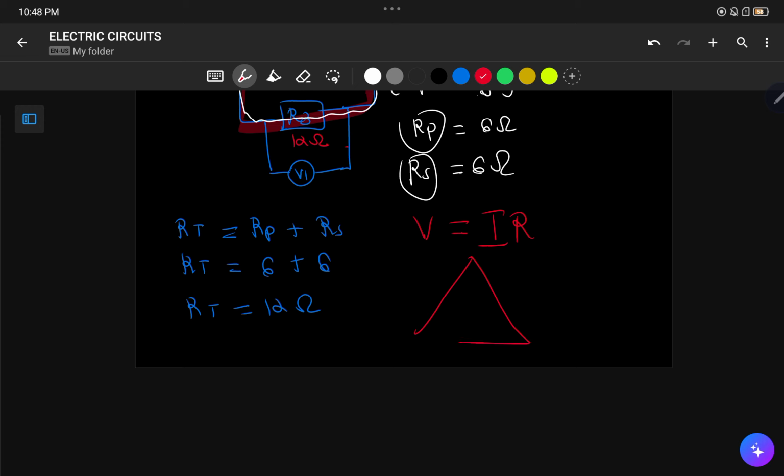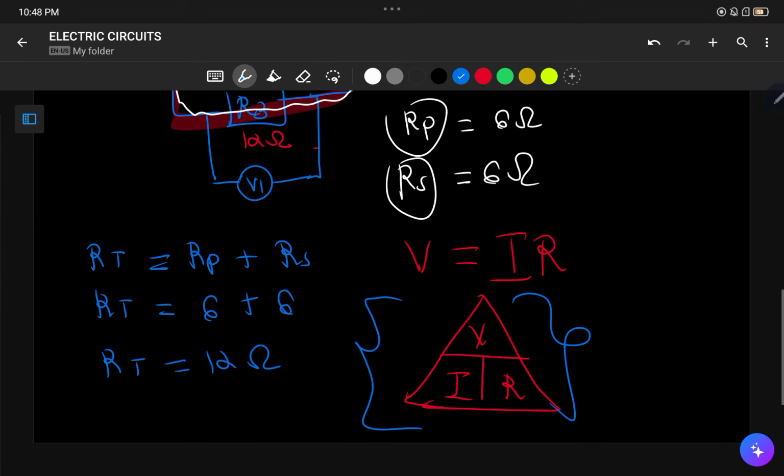You can use this triangle, which is V, I, R. Depending on the unit that you're looking for, you're going to use this formula of your own accord. It can also be found in the answer sheet or the exam pad for you to be able to calculate total current.